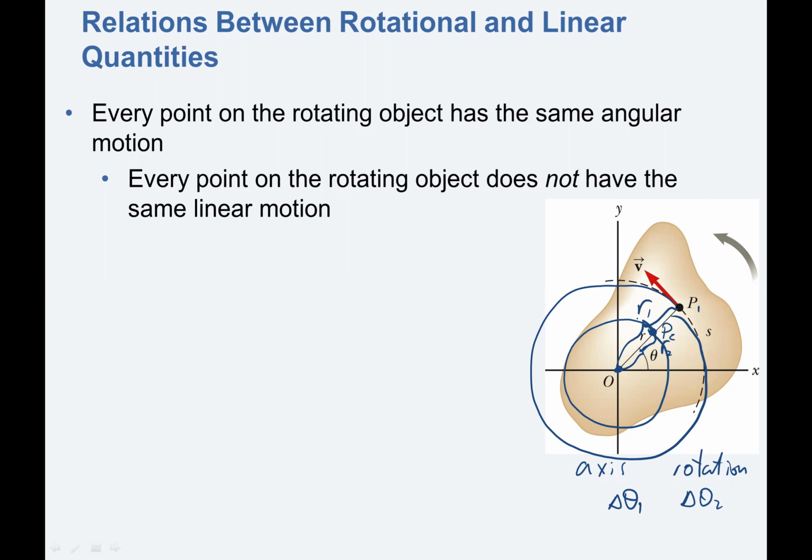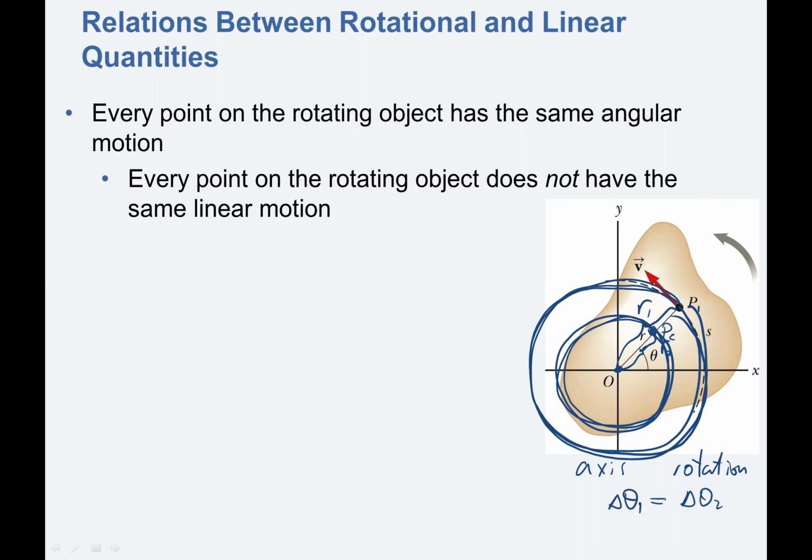One thing you can see here is that this is the displacement of point 2 in one cycle, and this is the displacement of point 1 in one cycle. Are they the same or are they different? Remember, the angular displacement for one cycle is 2 pi. Point 2 goes 2 pi, point 1 goes 2 pi. That means delta theta 1 is equal to delta theta 2. Those two particles have the same angular displacement.